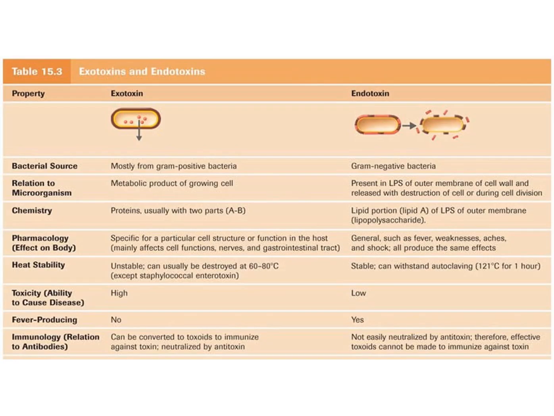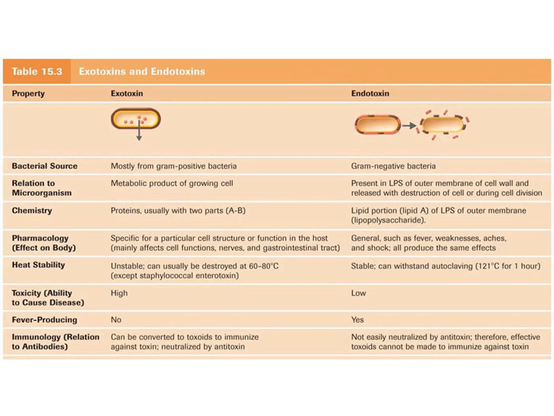This table is one of those exam-friendly, board-friendly, life-friendly comparisons. So let's walk through it like adults. Exotoxins are mostly from gram-positive bacteria. They are actively secreted. They are proteins with specific cellular targets, and they are heat labile, which usually means they break down with heat. They are highly toxic and can be converted into toxoids, which is how vaccines like tetanus work.